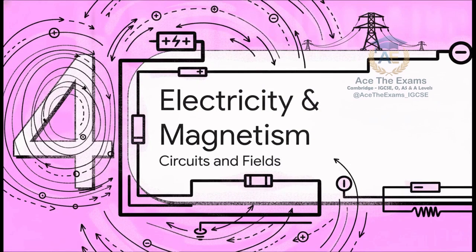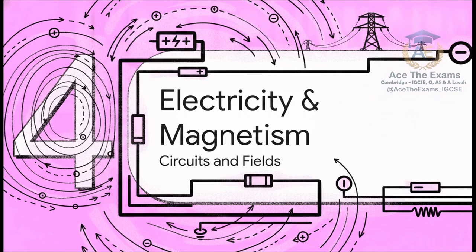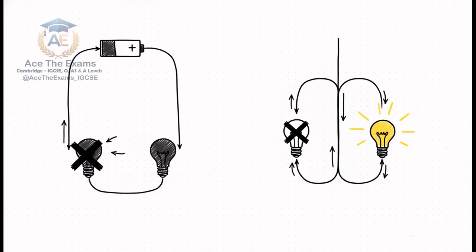Section 4. Electricity and magnetism. Circuits and fields. Let's zoom in even closer and map out the invisible flows of electrons and the magnetic fields that are quite literally powering the device you're watching this on right now. You've got to understand how we wire things up.